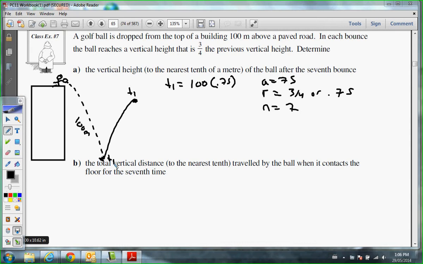Now I'm going to plug into my general form. I want T of 7 because I want the 7th bounce. T of 7 is going to be 75 times 0.75 to the 6th, and that would be 13.3 meters. So the height on the 7th bounce will be 13.3 meters. I'll let you guys get that down because the next part's going to be a little bit harder.